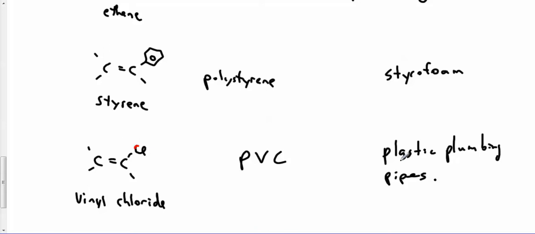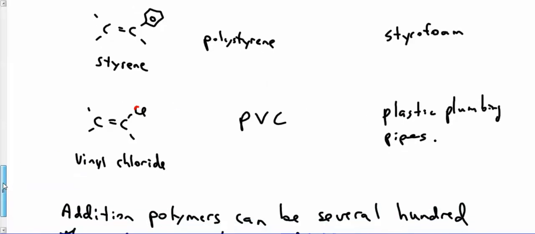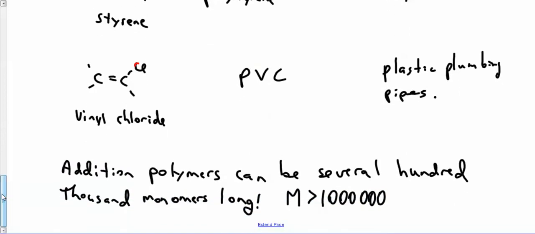We use this in plastic plumbing pipes. In North America, they're usually black in color, but in other parts of the world, you might see them as white when you're poking around in your basement. And last point here, addition polymers can be several 100,000 monomers long, with molar masses bigger than 1,000,000. So these things can get huge. So that's our initial look at addition polymers and what polymers are in general.